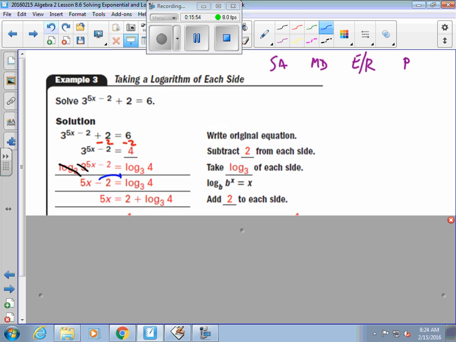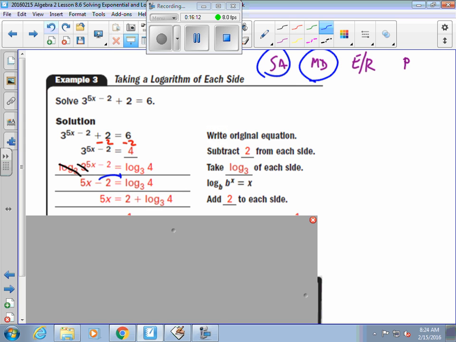And then again, x is still not by itself. X is still multiplying by 5. So you go from the Aunt Sally part to the my dear part, the multiplication and division part, and you divide by 5. Right here it says 5x is equal to 2 plus log base 3 of 4. Dividing by 5 is the same thing as multiplying by the reciprocal, 1 over 5.